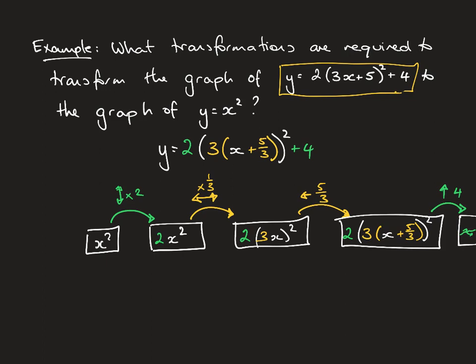And so to get back to our original x² after we've made all of these changes, we start at this end. And the very first thing we do is we undo up by 4. And to undo up by 4, we go down by 4. And so our first transformation is down 4. And that brings us to here. Then we come back this way. And so we're going to undo this left 5 on 3, which means that we're going to go that direction 5 on 3, which is right 5 on 3.